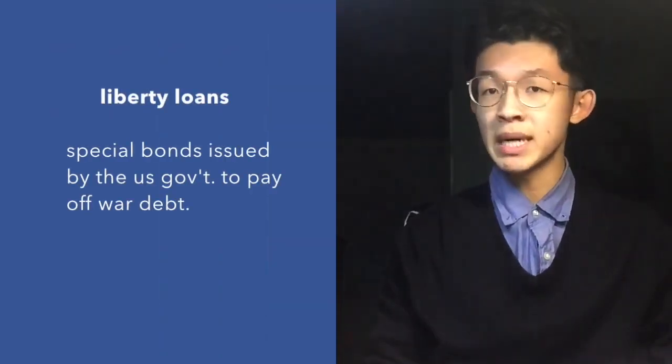However, over two-thirds of this cost was repaid by the American public through Liberty and Victory loans, special bonds issued by the US government. These bonds were sent out 5 times between the time the US entered the war and 6 months after it ended.